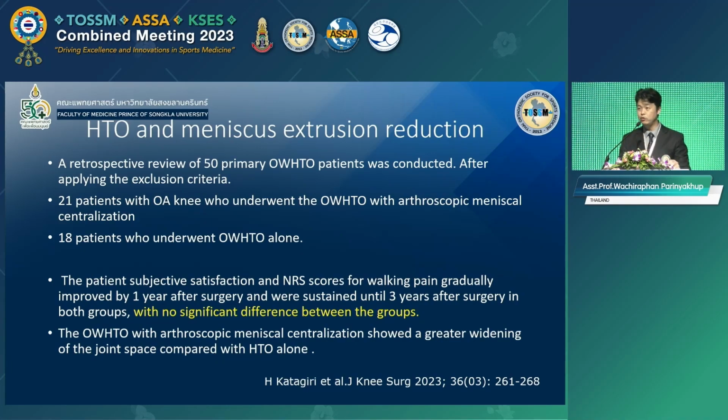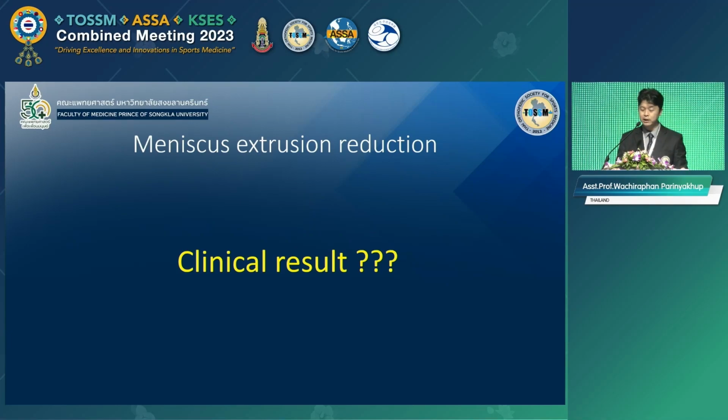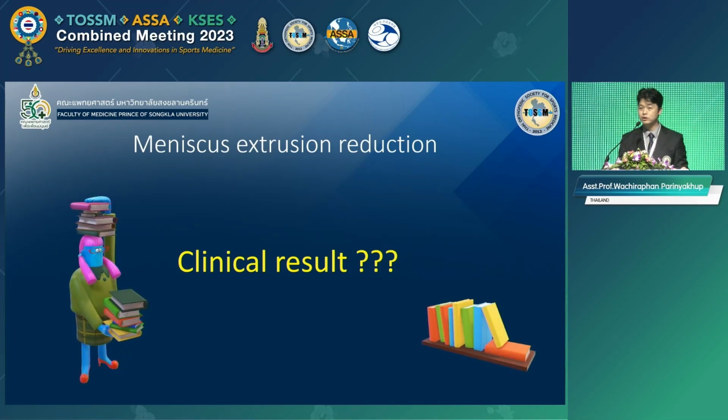And for high tibial osteotomy with meniscus centralization, they show no significant difference in knee score, in subjective score. But the film X-ray in high tibial osteotomy with centralization shows more widening of the joint space compared to high tibial osteotomy alone. So meniscus extrusion reduction or centralization is still in question, as is the indication to use it. We still need to learn about the clinical result and indication for applying this technique.